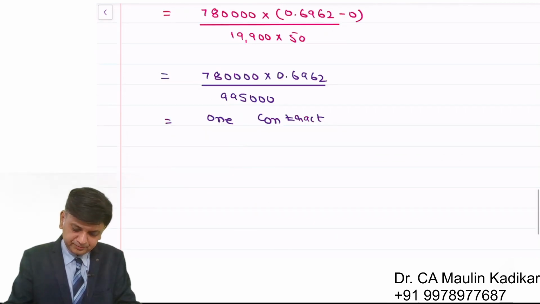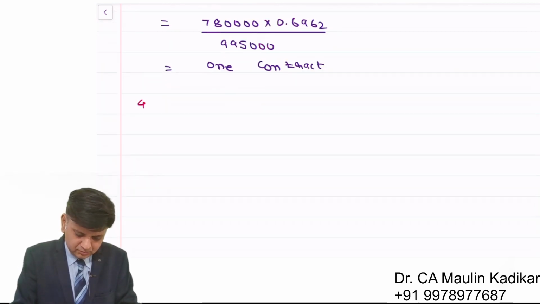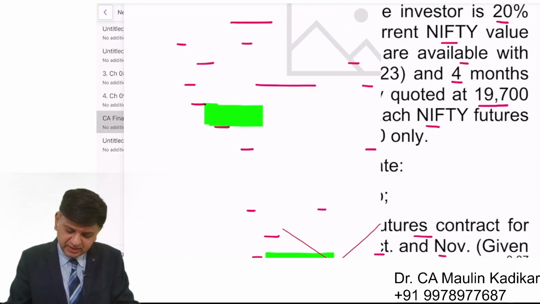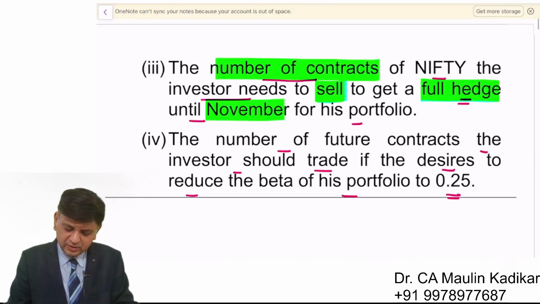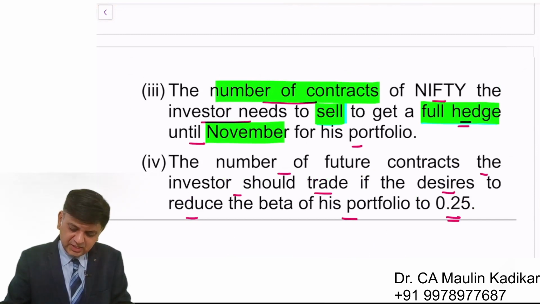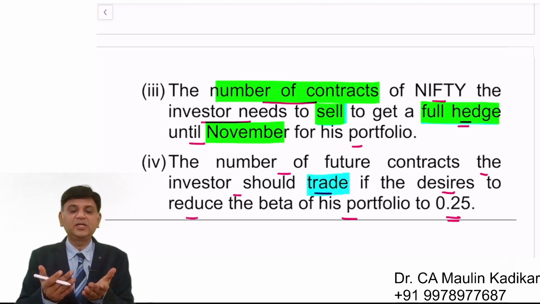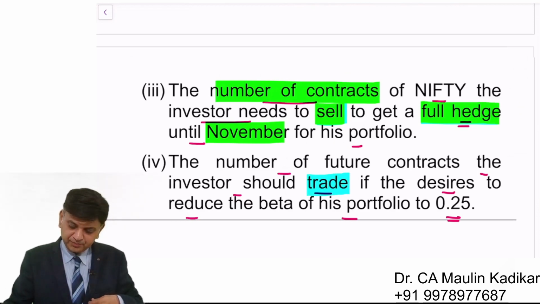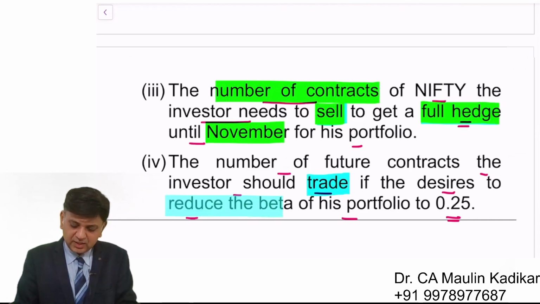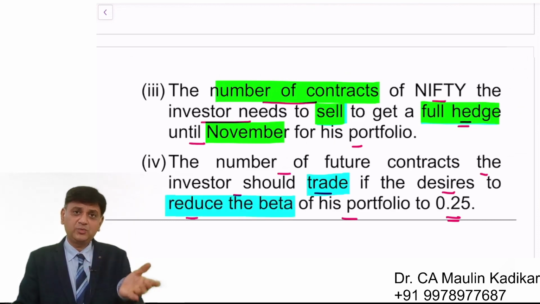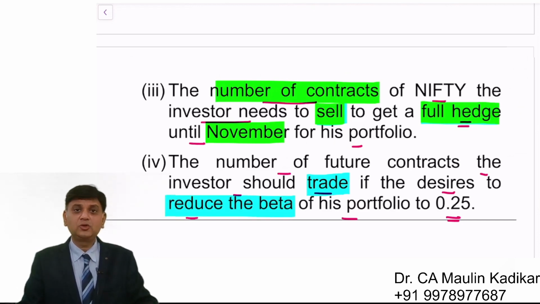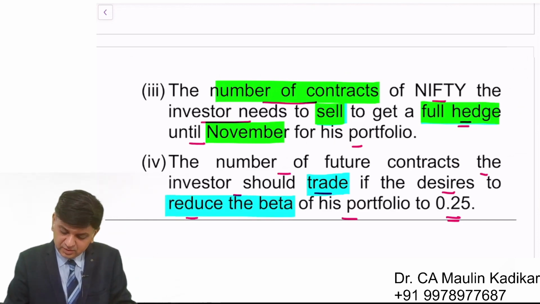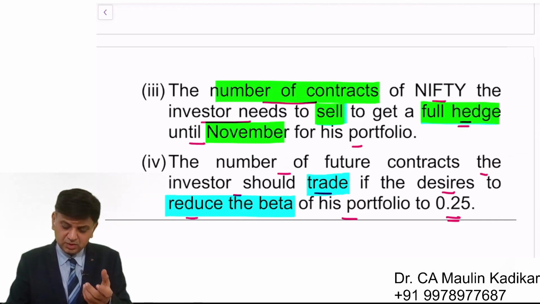Fourth question. In fourth question, the question is providing the information that you are required to compute the number of contracts the investor should trade. Trade means, you have to decide whether to take long position or short position. When you want to reduce beta and you have the long position in the cash market, you have to enter into the short position. If he desires to reduce the beta of his portfolio to 0.25, that is the question.